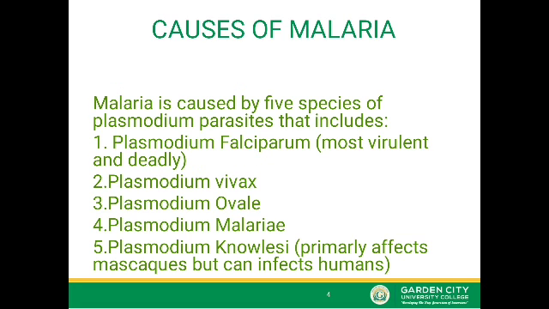Causes of malaria. Malaria is caused by 5 species of Plasmodium parasites. That includes Plasmodium falciparum, which is the most virulent and deadly, Plasmodium vivax, Plasmodium ovale, Plasmodium malariae, and Plasmodium knowlesi, which primarily affects macaques but can affect humans. So the causes of malaria, as I said, have been classified into 5 species, and these are the above mentioned.